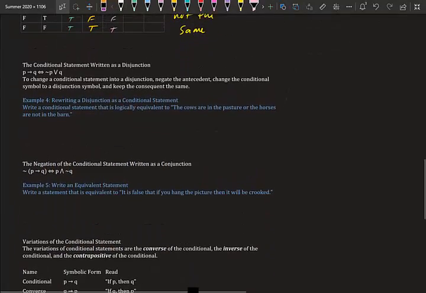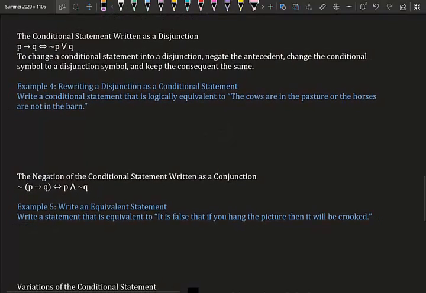All right, the conditional statement written as a disjunction. So sometimes the statement we have is just not going to work for us, so we need to write it in a different way. So the conditional statement written as a disjunction, if we have P if then Q, it's the same thing as negation P or Q. To change a conditional statement into a disjunction, negate the antecedent, change the conditional symbol to a disjunction symbol, and keep the consequent the same. That's all this means. That's all we said. That's what we're doing. In a sentence, that's what we're doing.